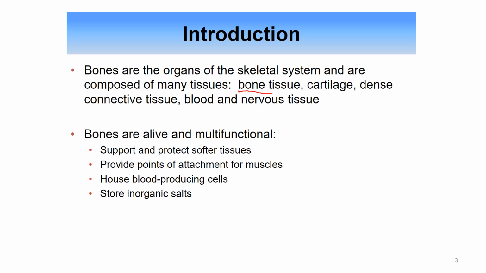Might be a question about these. So bones are made up of bone tissue or osseous tissue, but there's also cartilage, dense connective tissue, blood, and nervous tissue. Bones are alive because they're made up of cells.